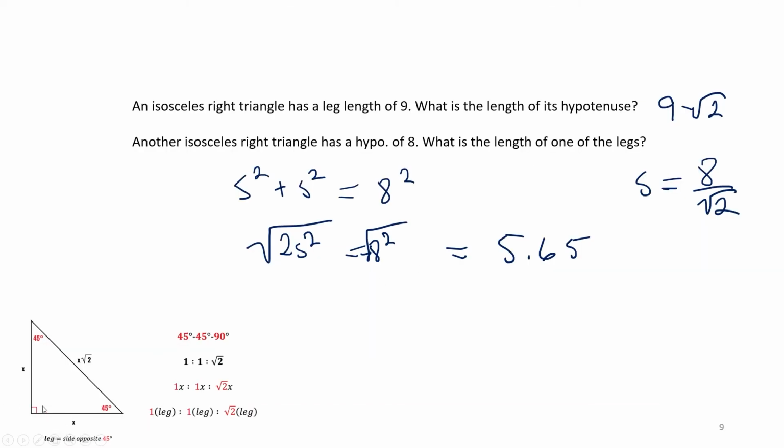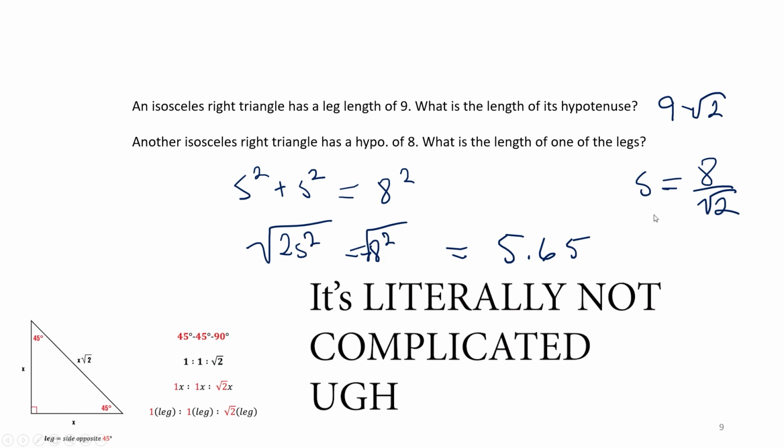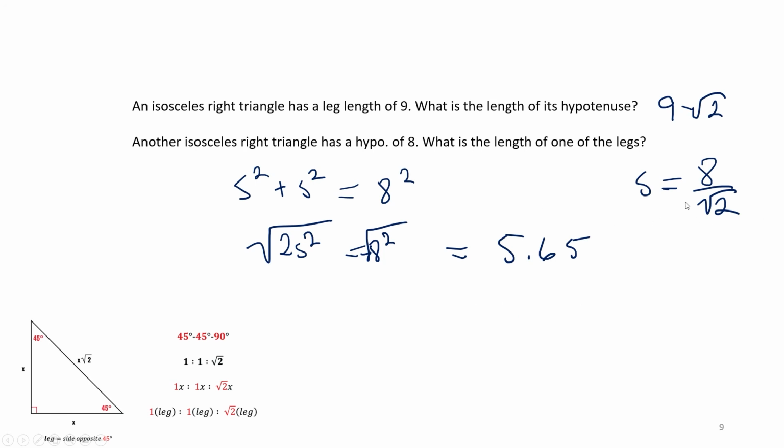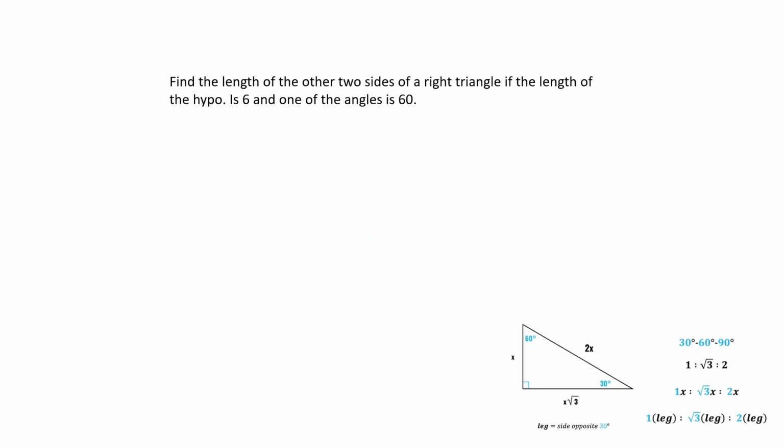Like when they give you the leg, it's very simple to just multiply it by root 2. I don't know why it trips me up to just divide by it, but since it's kind of different for each of the two types of special triangles, it's easier for me sometimes. Now we'll deal with the 30, 60, 90.